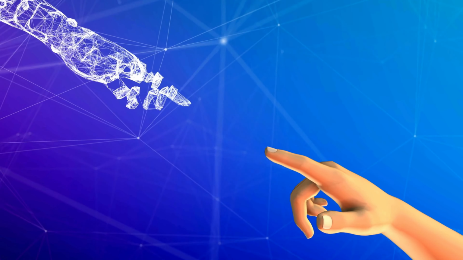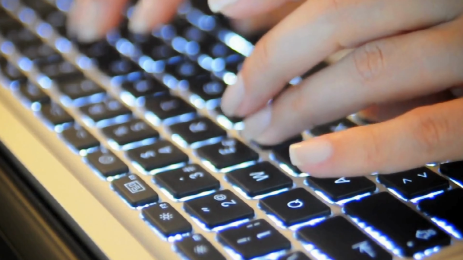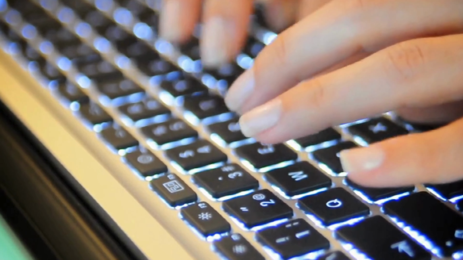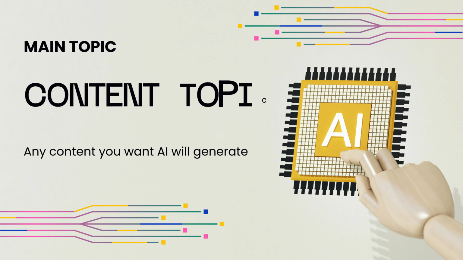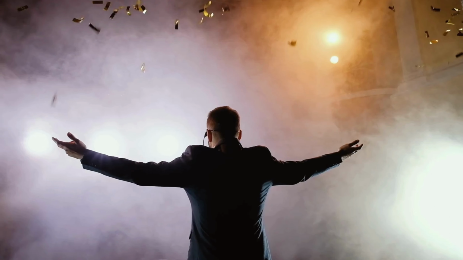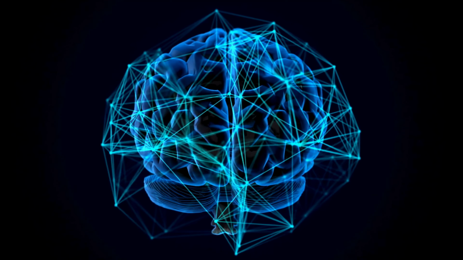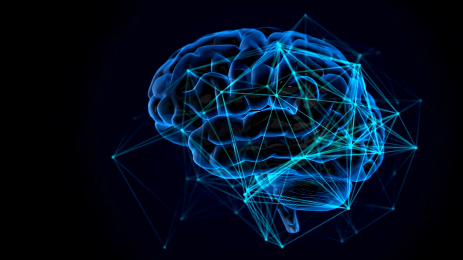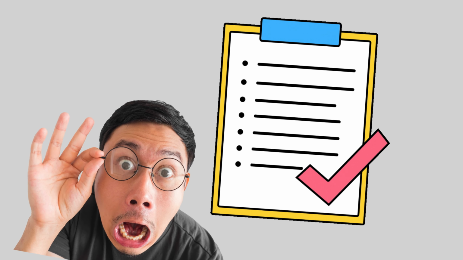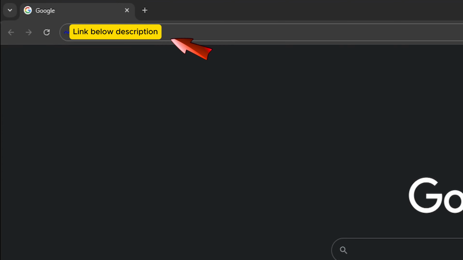But what if I told you there was an AI tool that could take a keyword and turn it into a full, optimized article in seconds? That's exactly what we're talking about today. With the rise of AI-powered content generators, anyone can now create high-quality, SEO-friendly content without having to spend hours brainstorming or writing. And I'm going to show you how you can do the same thing using one of my favorite tools, Gravity-Write AI. Let's get started.